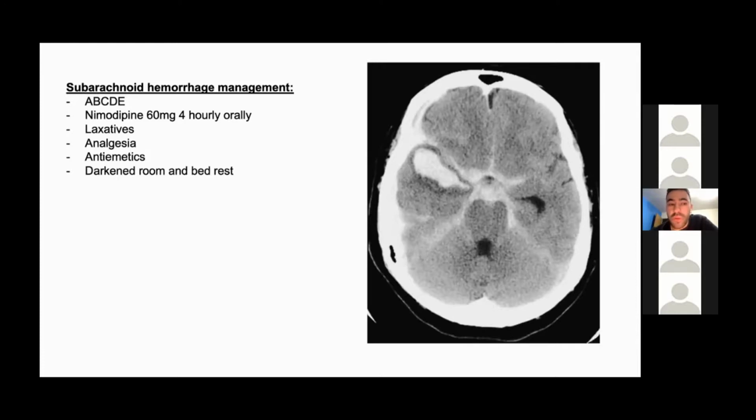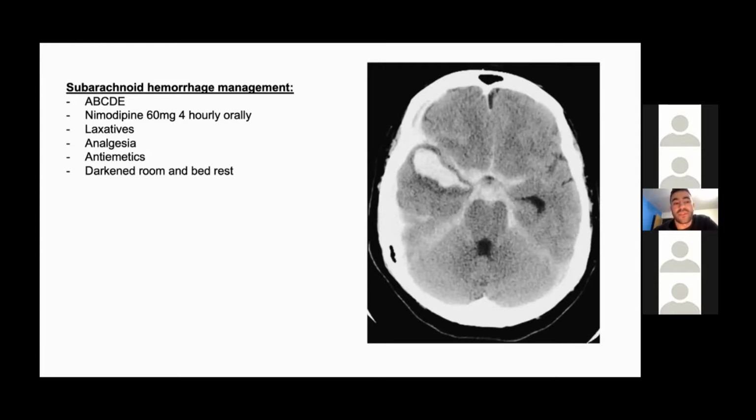And that's why we give nimodipine. Nimodipine is one of the very few drugs in neurosurgery for which a trial has been done, level 1 evidence, and it's quite strong evidence that it's a medication worth using. Nimodipine is a calcium channel blocker, and we give it 4 hourly orally, so that's quite frequently, for 21 days. And that has been shown to reduce the likelihood of vasospasm, because calcium channel blockade causes vasodilation.